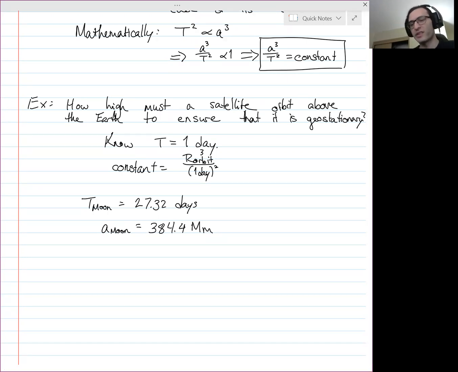By the way, a lot of places they'll use like 384.4 thousand kilometers. I prefer to use SI units and prefixes. So you'll see me use megameters, gigameters, because it's more fun that way. And technically, it's more correct. So this just means 384.4 million meters.